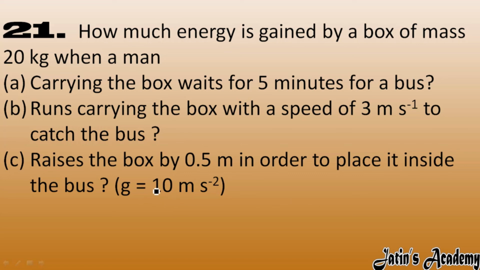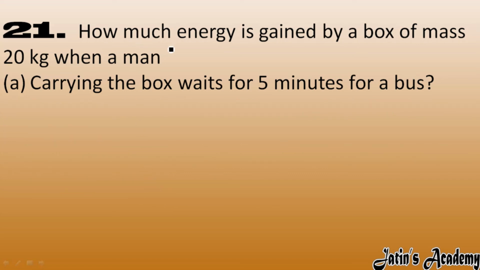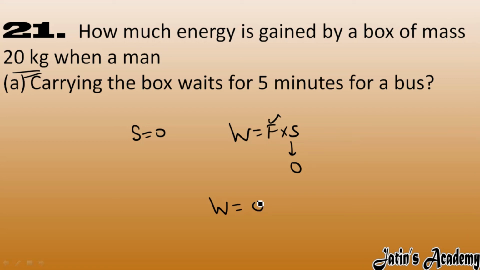Now carefully see, we have to calculate the energy in different cases. First case we have carrying a box, waiting for 5 minutes for a bus. A man is standing at the stop and waiting for the bus. In this case displacement is 0. As displacement is 0, work done is force into displacement. Although the man is carrying a box, means weight is there, force is there, but displacement is 0, so that's why work done in the first case is 0 joule.